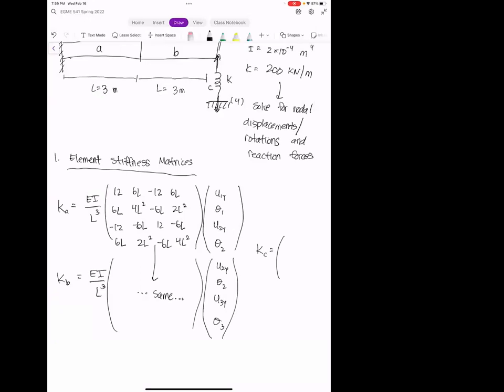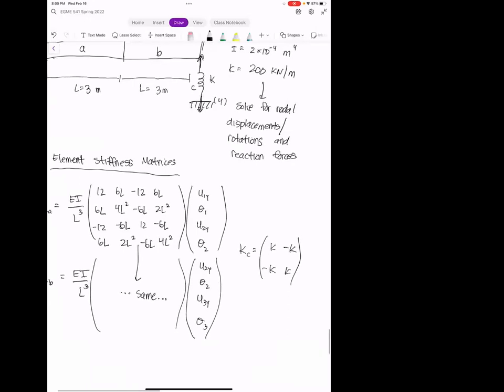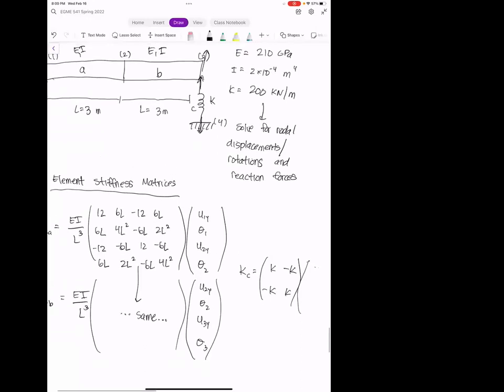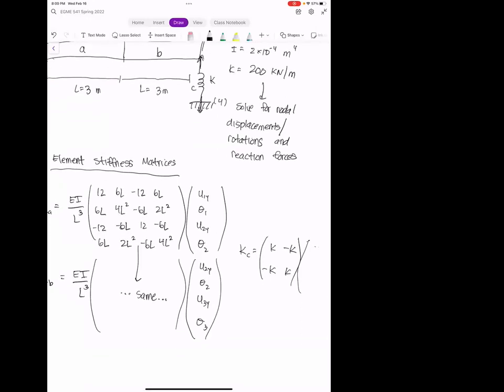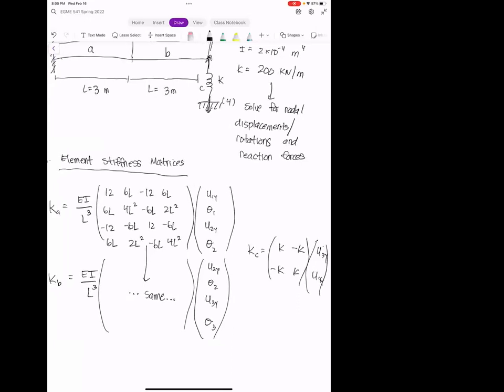Next, let's go ahead and work on the element stiffness matrix for the spring. And so for a spring, we know its element stiffness matrix is just K, minus K, minus K, K. And the spring here is connected to nodes 3 and 4, right? And remember, a spring can't support any rotation. And so the only thing that we're going to have here is just U3Y and U4Y. And so those are our three element stiffness matrices.